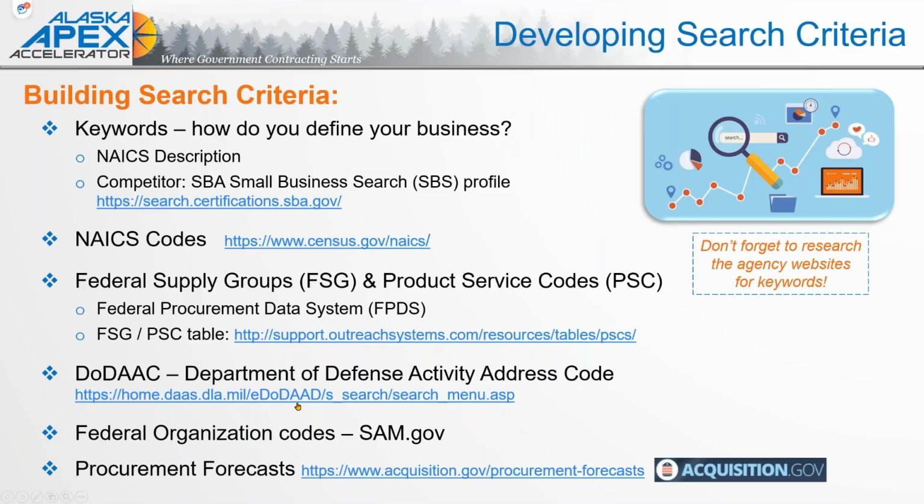And of course, procurement forecasts, and we can go to acquisition.gov. You can find pretty much all of them there. A lot of times you'll find that rolled up to the main agency, and then it breaks it down into subgroups that you can search and filter. So acquisition.gov/procurement-forecast is a great place to start looking for those.